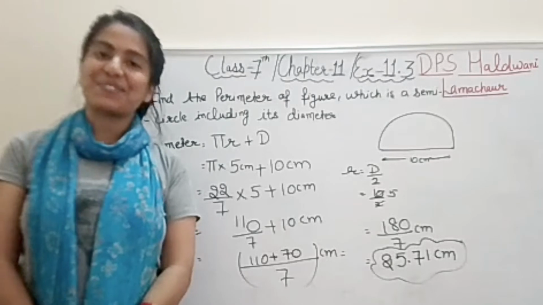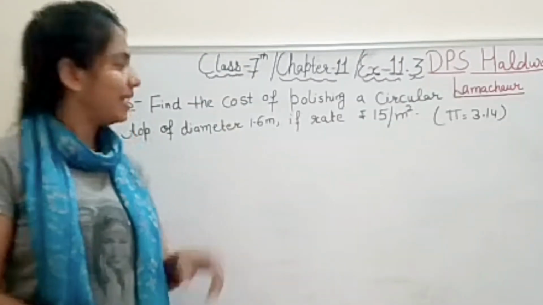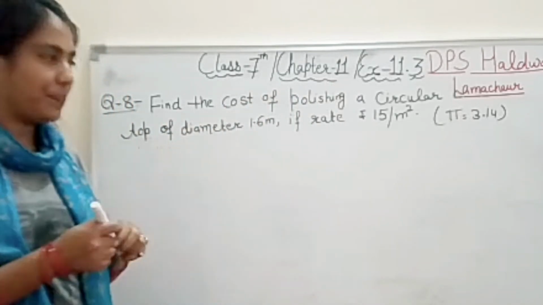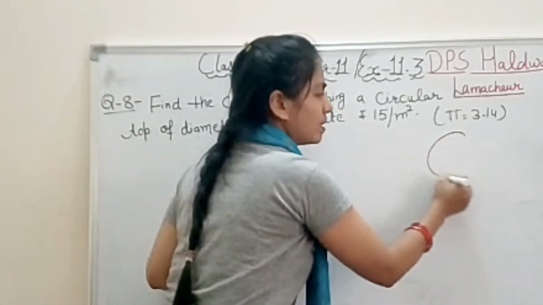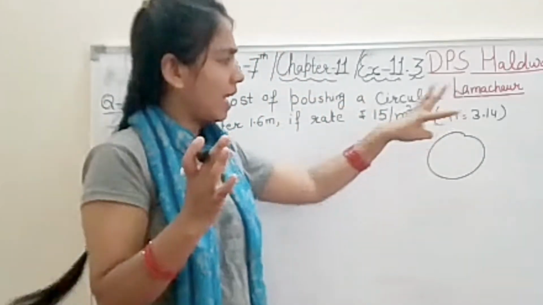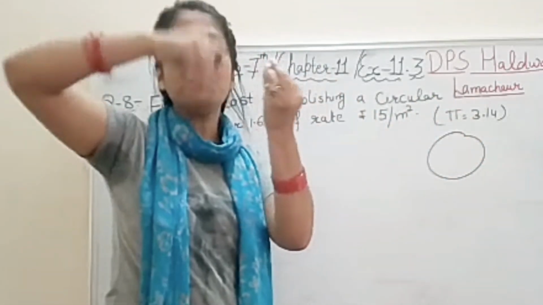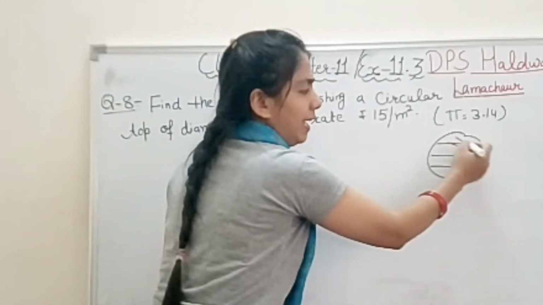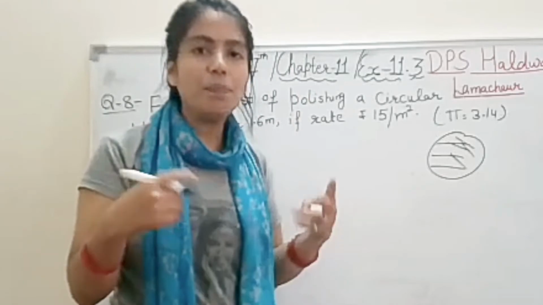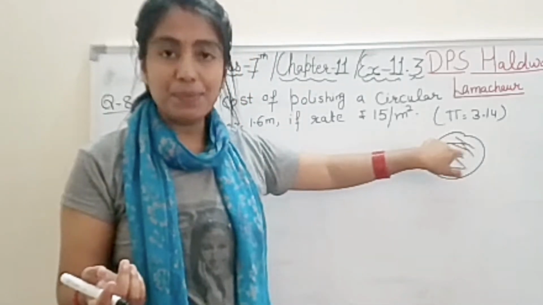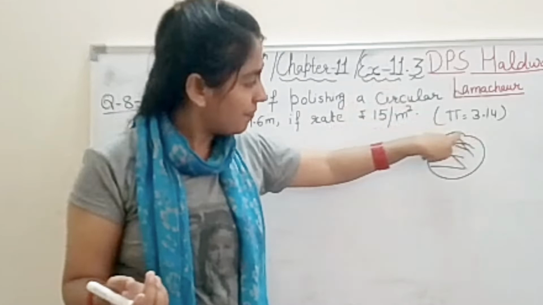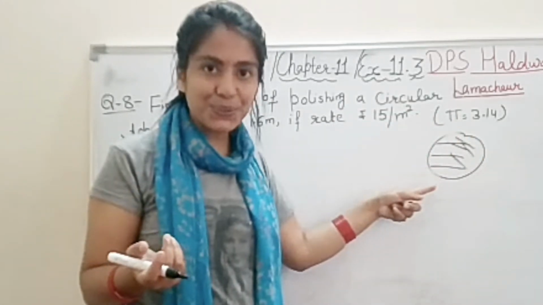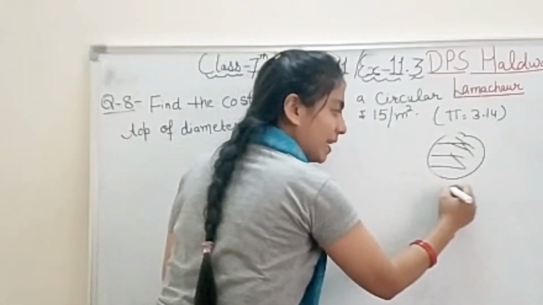Now coming to our next question, question number 8, student. Find the cost of polishing a circular top. Means there is one circular top, a figure is there, and you need to polish, you need to paint. You will paint here only. It means what will you find out, area or perimeter? Inside. It means you will find the area of the circle because the top is in circular shape, right, student? So the area of a circle you know, pi r square.